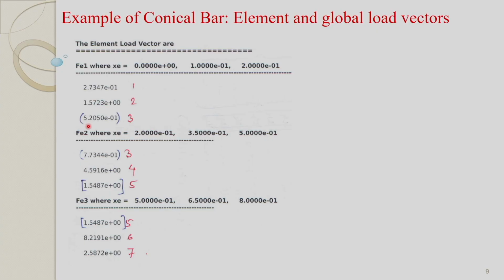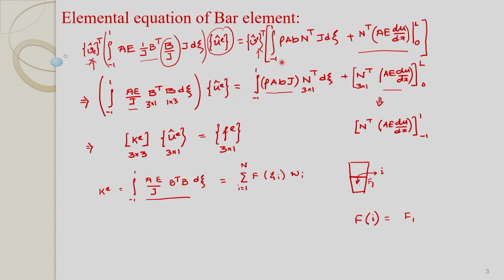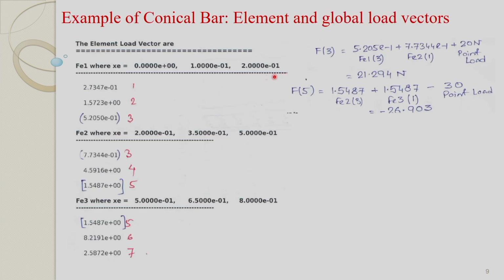So, these are our element load vectors which are obtained from the first part of the load vector. Now, these are the global degrees of freedom for element 1, element 2 and element 3. So, in assembly the first thing is these 2 entries will be added to the global load vector in position 3. So, these 2 are added in the global load vector position 3.